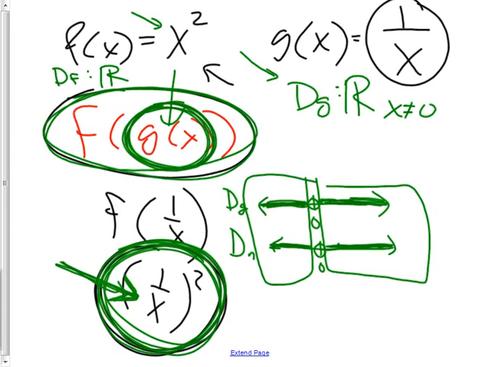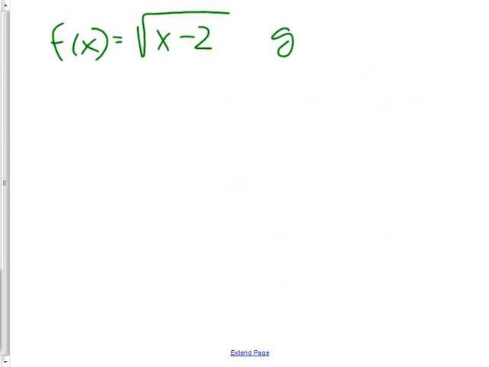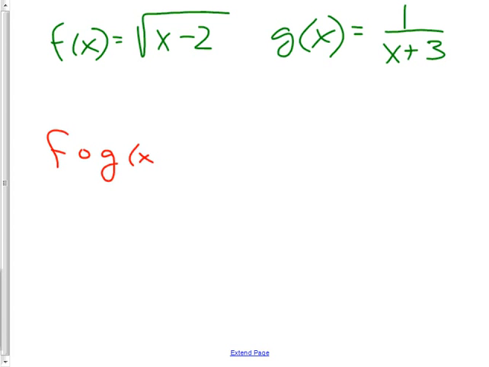All right, I'd like you to try one more from start to finish. Here's what you should be expected to know how to do now. Let's say I had f of x, we'll do f of g in a minute. f of x is equal to square root of x minus 2. And g of x is equal to 1 over x plus 3. I'd like you to figure out f of g of x.